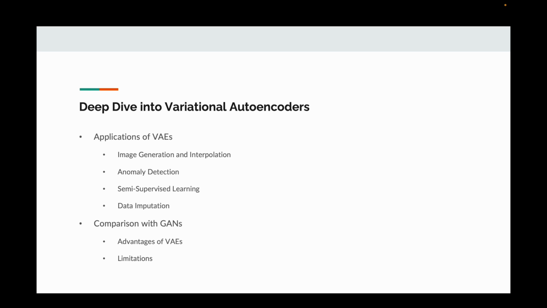So, just to summarize, variational autoencoders offer a unique approach to generative modeling by combining deep learning with probabilistic inference. They are valued for their ability to learn structured latent spaces, enable data interpolation, and perform generative tasks effectively.